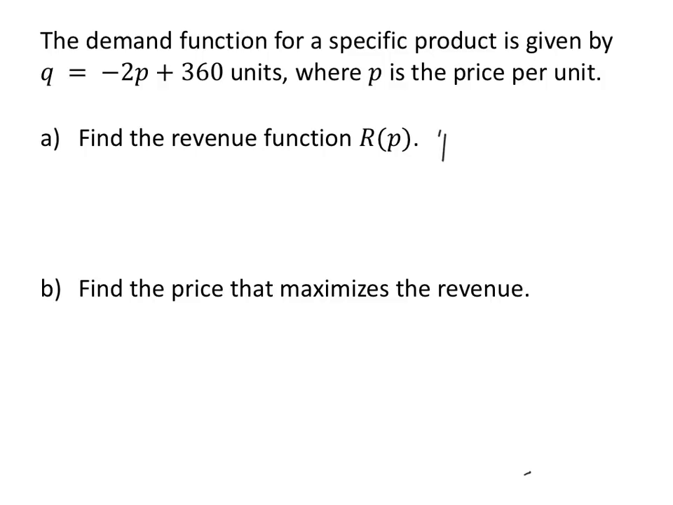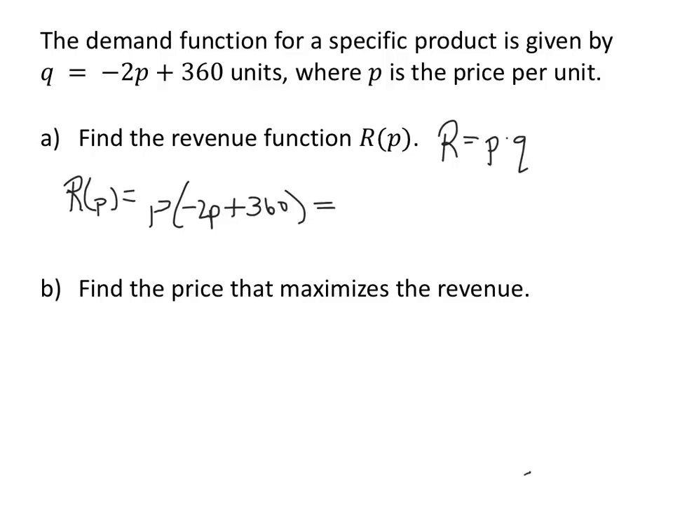Alright, so the demand function for a specific product is given by Q equals negative 2p plus 360 units, where p is the price per unit. We're going to find the revenue function R of p. Remember that revenue is always price times quantity. So to find the revenue function, all we're going to do is multiply p times the Q value that's given, which is negative 2p plus 360. Distribute that p, and you'll get negative 2p squared plus 360p, and that is our revenue function.